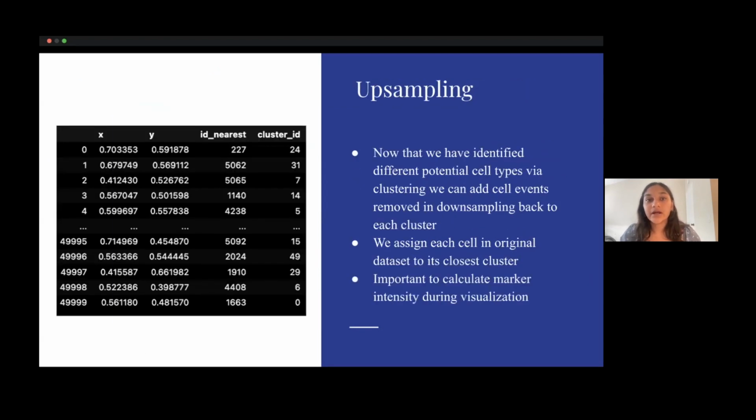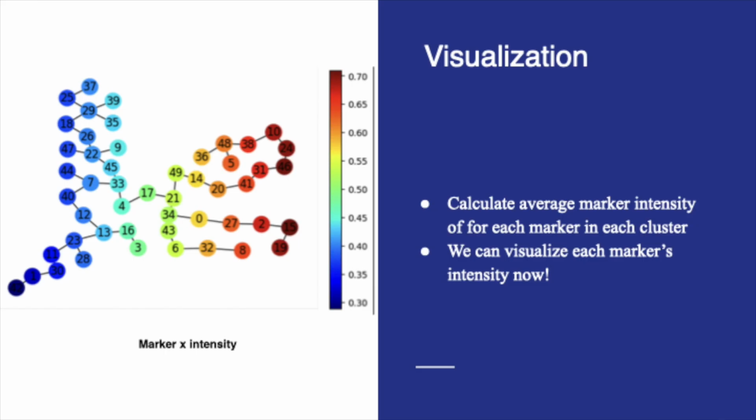Now that we downsampled our 50,000 events to 6,000 events, it's important that we use that information, so we have to upsample it back. How do we do that? We take our original data set, find the nearest cluster in the geometrical space, and label each cell event with a unique cluster ID. This upsamples it back to 50,000 events in a less computationally intensive way.